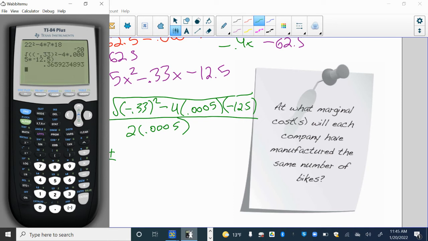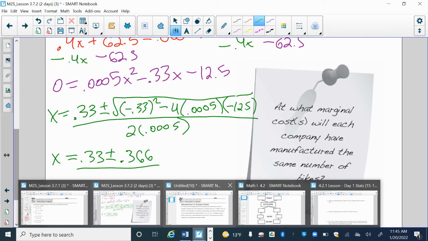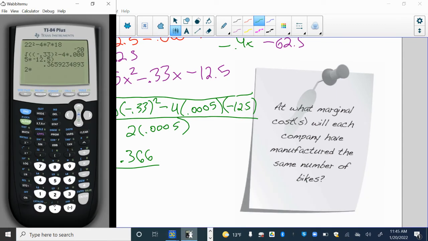So you have 0.366 if we're going to round to like 3 decimal places here. Okay, so I'm going to write that down, 0.366 over 2 times 0.0005, 0.001.